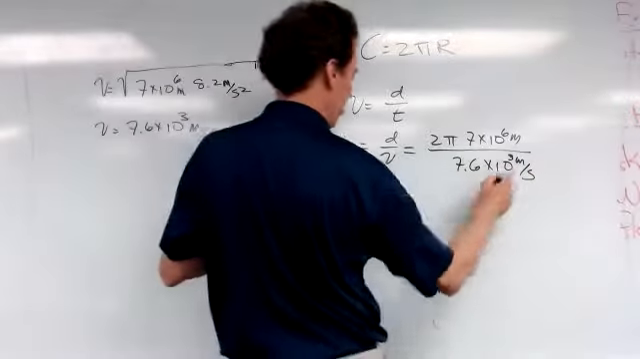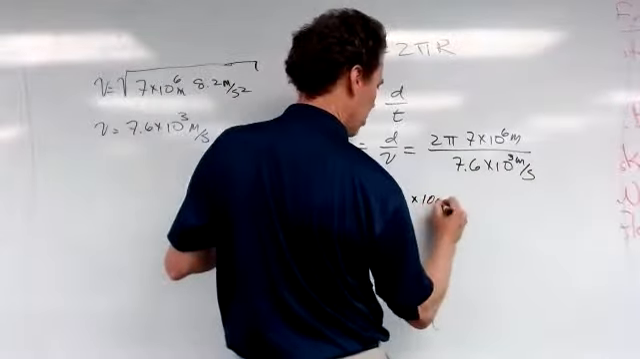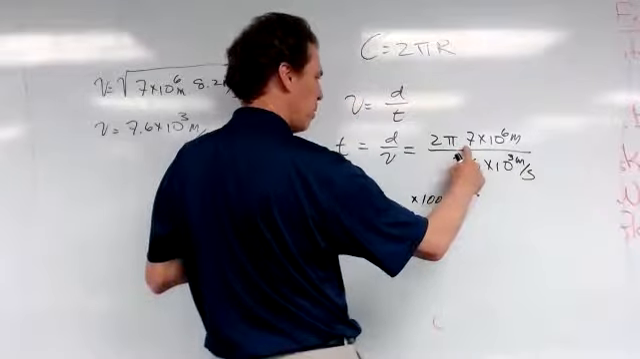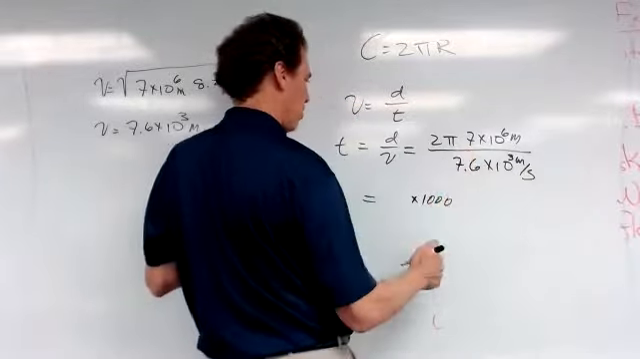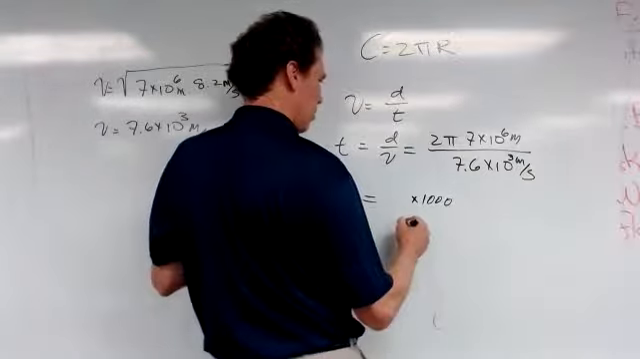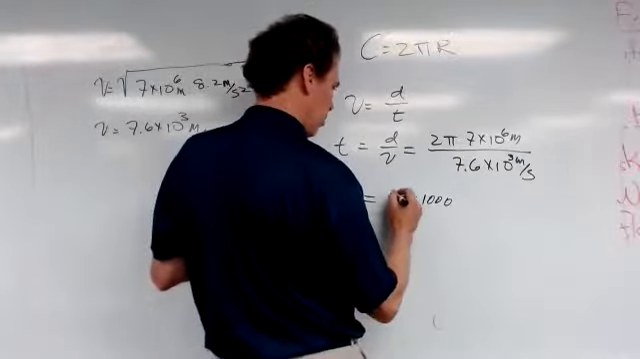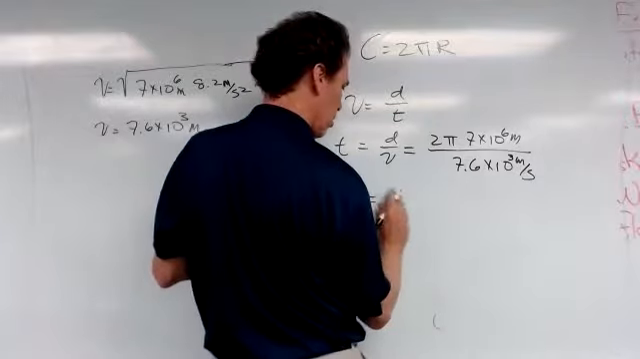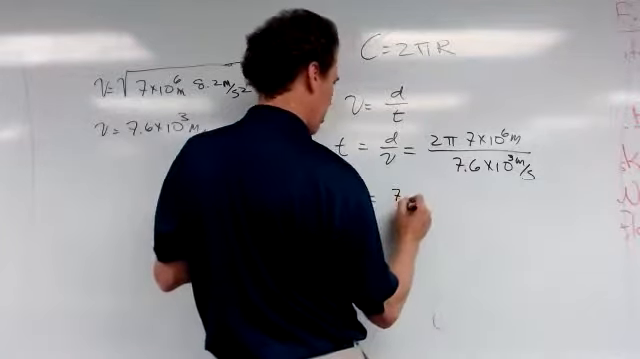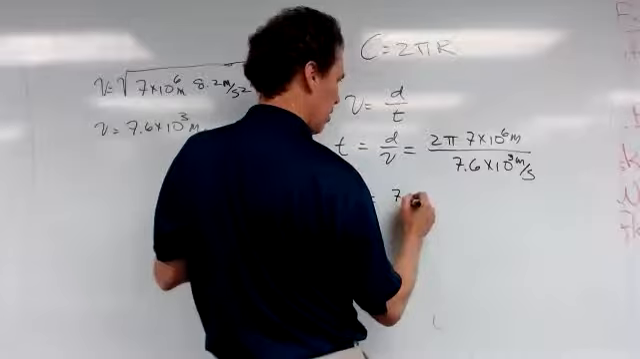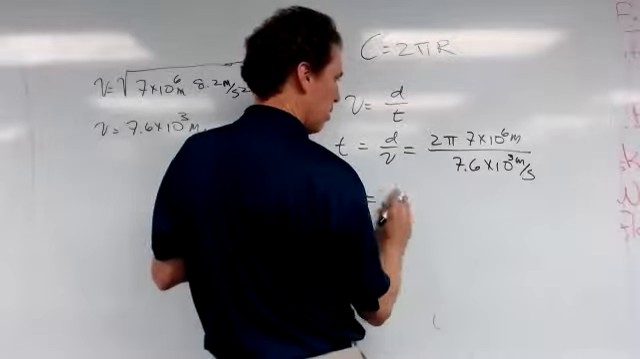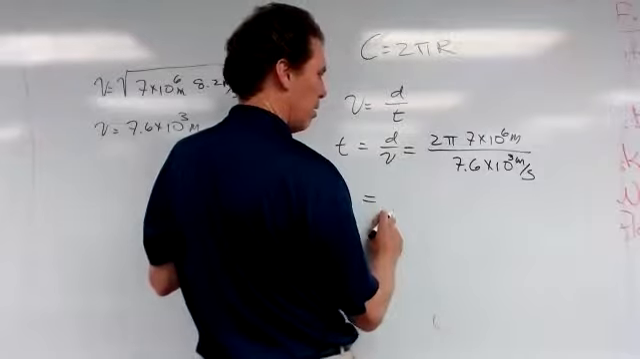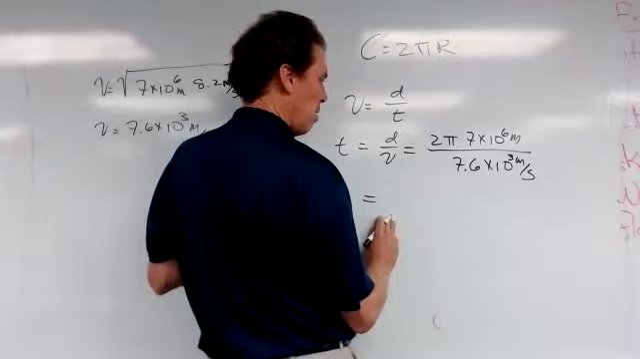Well, that divided by that is 1,000. So it's times 1,000. This is like 44 divided by 7.6, let's say 7,000 seconds? Is that a choice? No. Dang it. Wait, 7,000 seconds? It's 7,600. My bad.